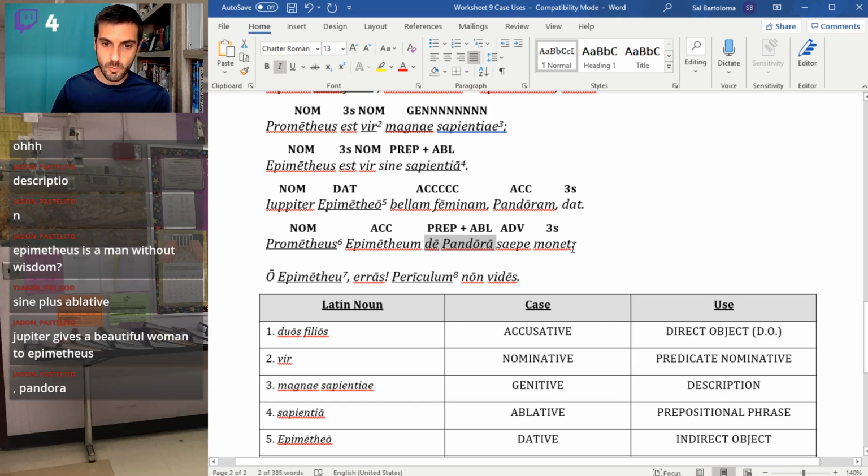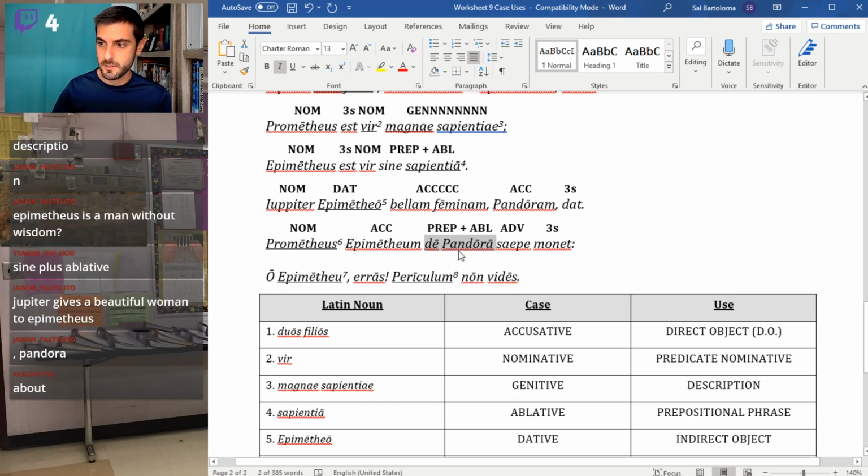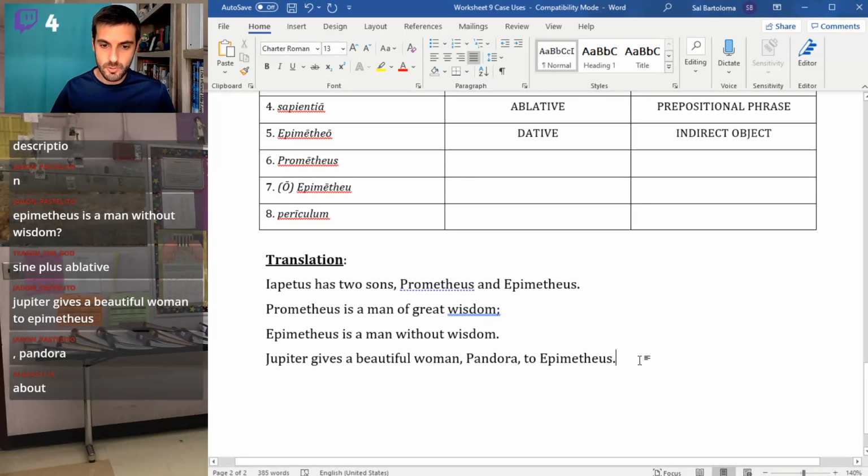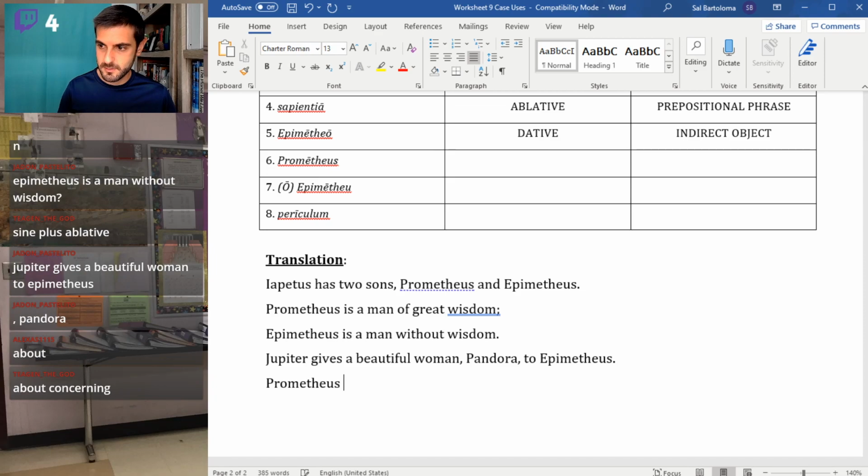So Prometheus warns Epimetheus. And now I know last year the preposition de, a lot of you only internalized it as being like from or down from. But it also means about. And that translation comes up a lot. So add that one to your repertoire. Right? Awesome, Alexa. Awesome, awesome, awesome. Right? So Prometheus, about or concerning, fantastic. Prometheus often warns his brother, Epimetheus, about Pandora.